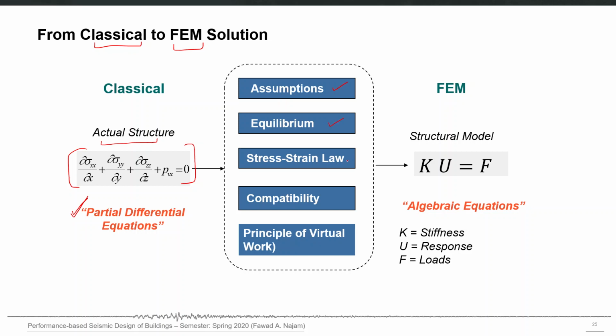With the help of some assumptions and the equilibrium equations and the stress-strain laws, for example, the stress-strain behavior of a concrete or a steel material, which we also call constitutive relationships, and with the help of compatibility and the principle of virtual work, all of these concepts will help us in converting this classical solution of partial differential equations into a finite element solution, which is the solution of F = ku. So our structural model will be governed by this equation, as the real structure was governed by the other equation. Here we know already that k is the stiffness matrix, u is the displacement vector, and F is the force vector.